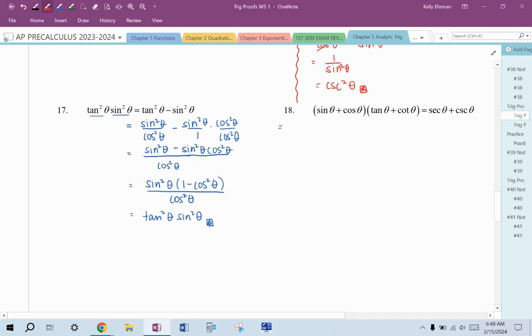Also, side note, sine plus cosine is not 1. It has to be squared. Remember, you can't just square root. If sine squared plus cosine squared equals 1, it's not true that the square root of each term is equal.